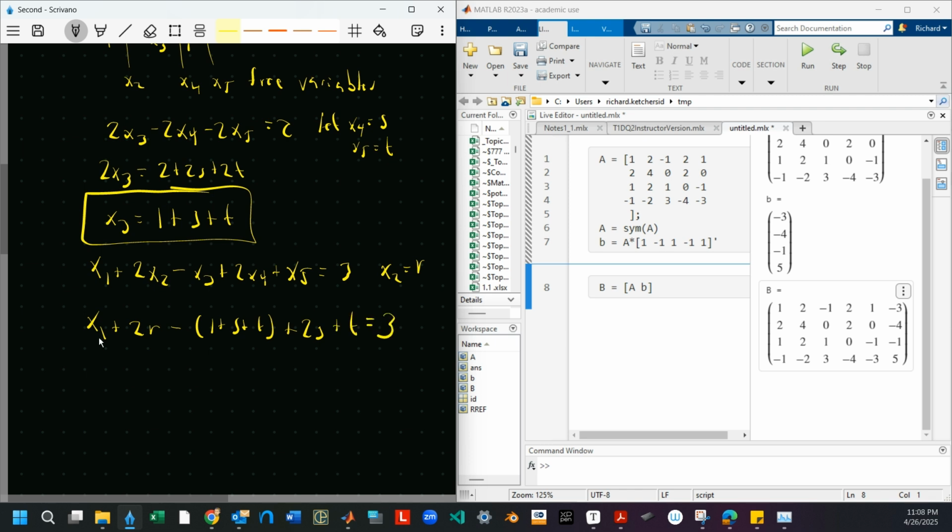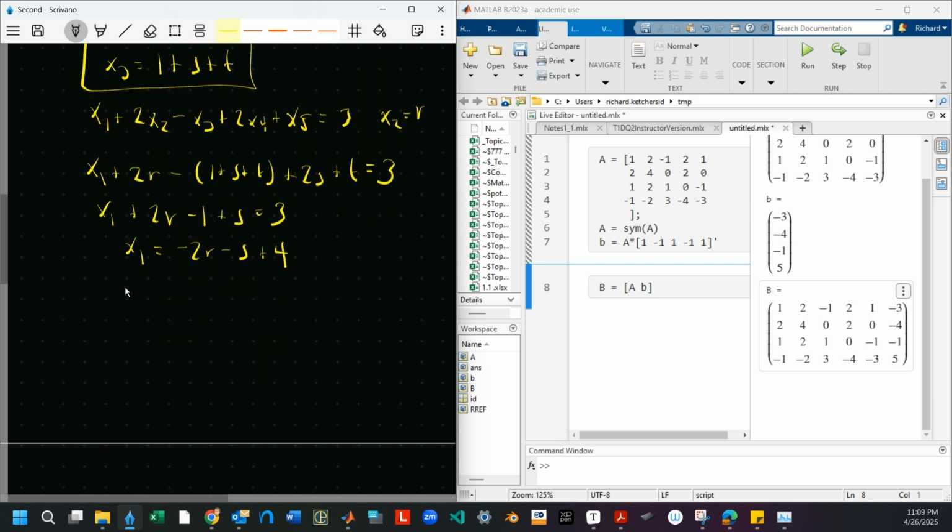equals 3, right? And then we're going to clean all this up and get x1 plus 2r, and then I have here minus 1, and then I have a minus s and plus a 2s, so it's going to become plus s, and then I have a minus t and plus a t, so that's just going to go away, and then I have 3, like that. So I have x1 equals, bring that stuff over here, so minus 2r minus s, that's going to become plus 4, right, like that.